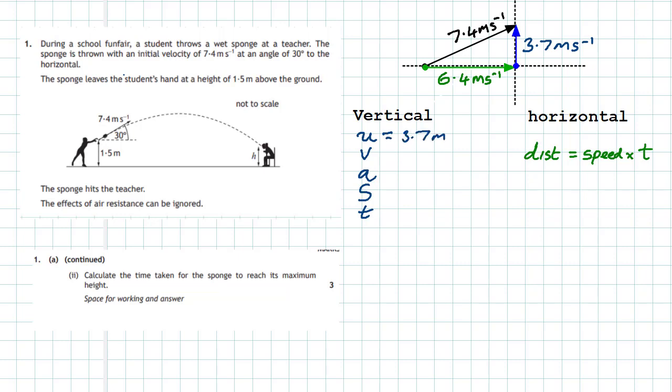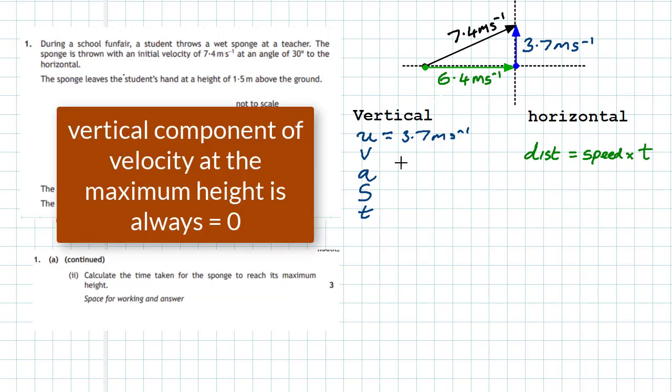3.7 meters per second. Now, what will be the velocity, the vertical velocity at the maximum height? Now, we know the vertical velocity at the maximum height is always got to be 0. So the vertical velocity at the maximum height is 0 meters per second. That's something you have to know and have to learn.